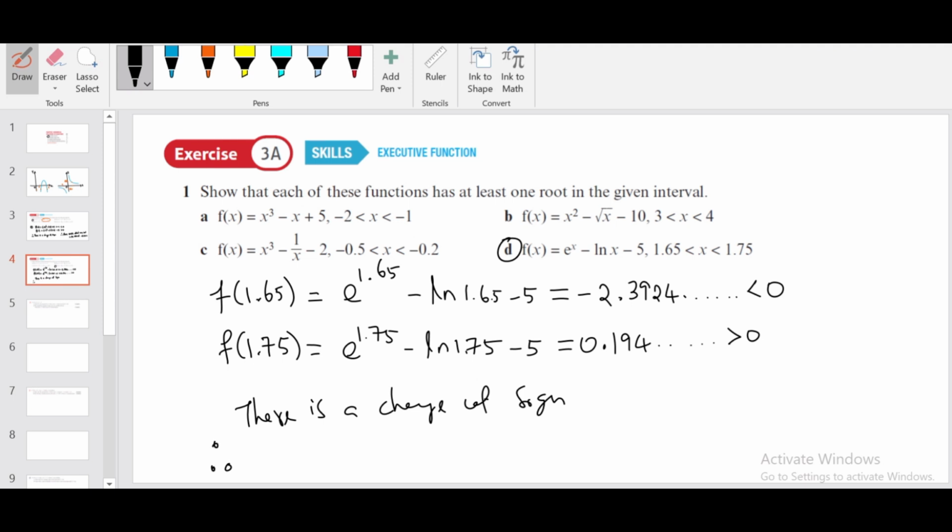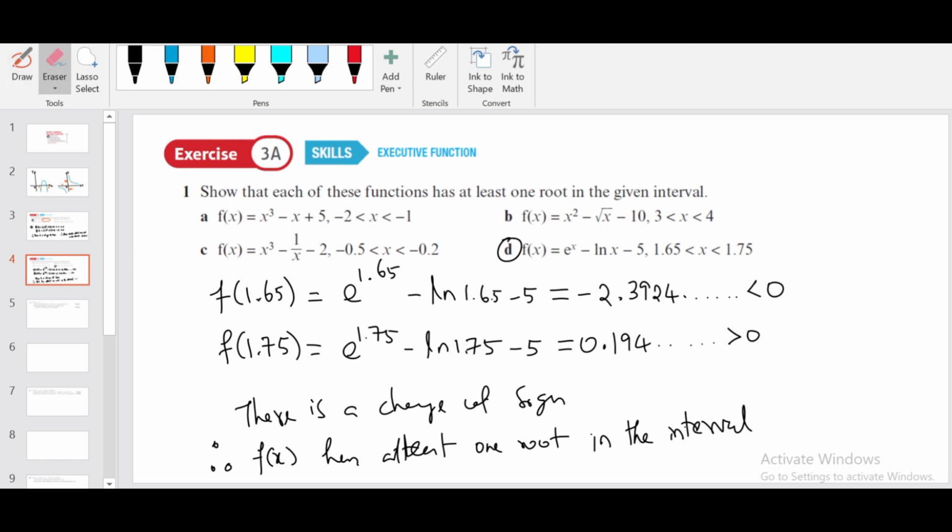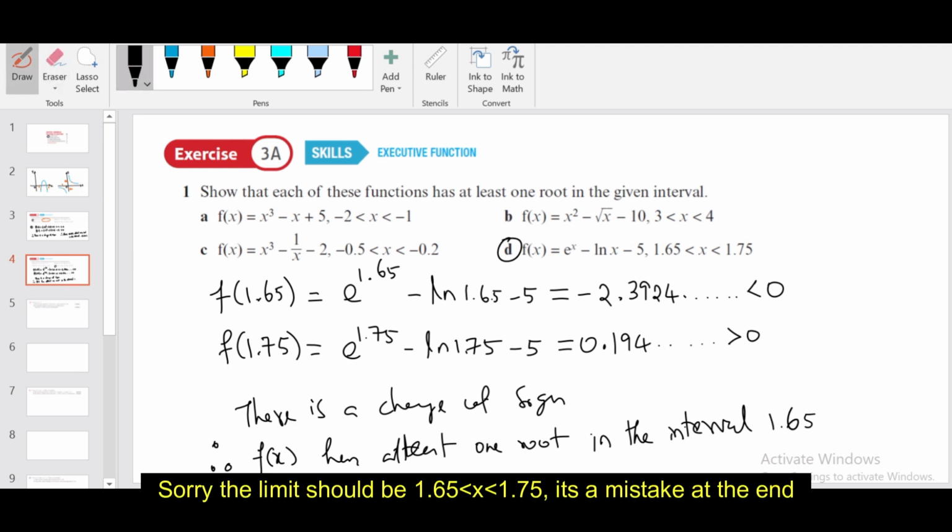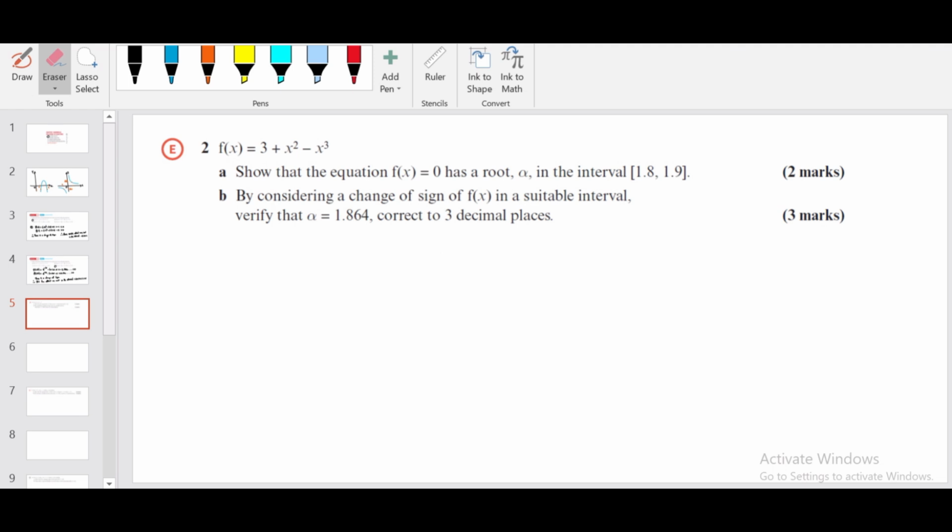Therefore, you can write it this way also. f of x has at least one root in the interval 1.65 to 1.75. That's how you write the conclusion. Understand? Let's look at this question now.